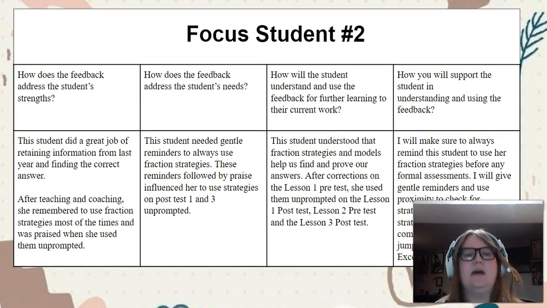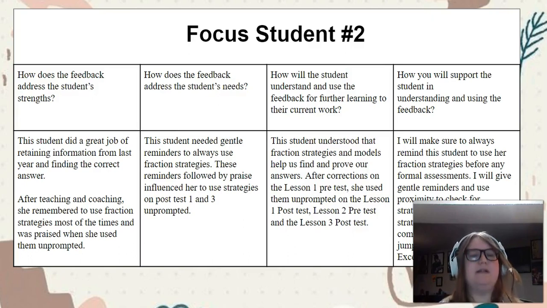She seemed to really retain information from last year when it came to fractions, but she did not seem to know any of the strategies to prove her answers. After that first pre-test for test number 1, I really pushed on her to, hey, use that fraction. Look, remember we learned this, now show me how. And then I would praise her when she used those strategies unprompted. I also allowed her to help kind of mentor some of my lower achieving students and remind them to use those word problems as well.